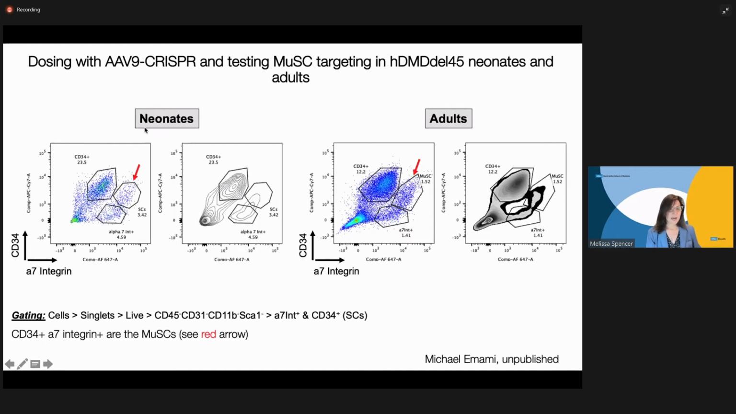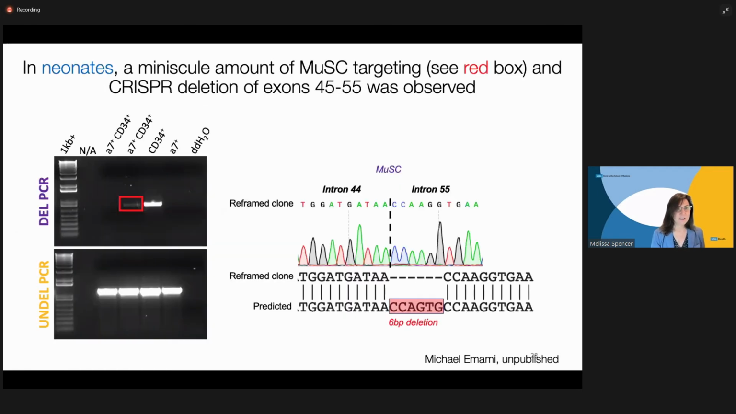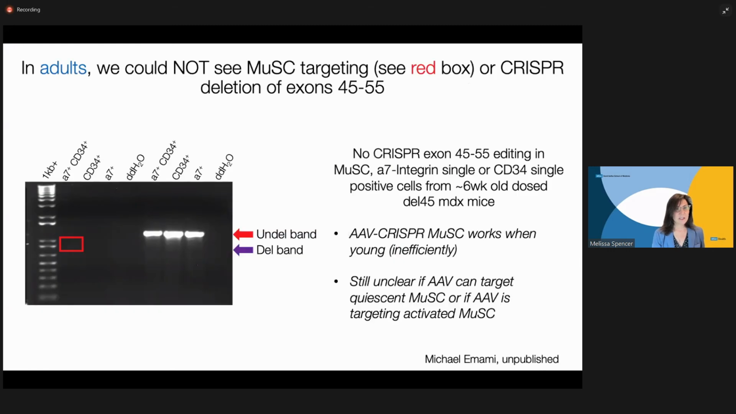And after dosing in neonates and adults, sorting the muscle stem cells, getting rid of all the Lin negative cells, he then looked to see whether he got editing. And what he found is that in neonates, he could see a tiny bit of editing. So this is based on a PCR assay we developed to look for our deletion. But when he looked at the mice that were dosed as adults, he did not see any editing.